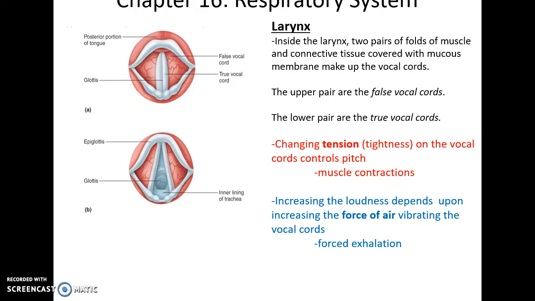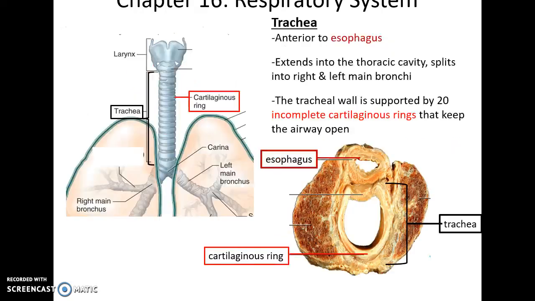Tightening the vocal cords will produce a higher pitch. Relaxation of these muscles can cause a deeper pitch. And of course, if you want a louder sound to be produced, you just increase the force of air that is hitting the vocal cords.